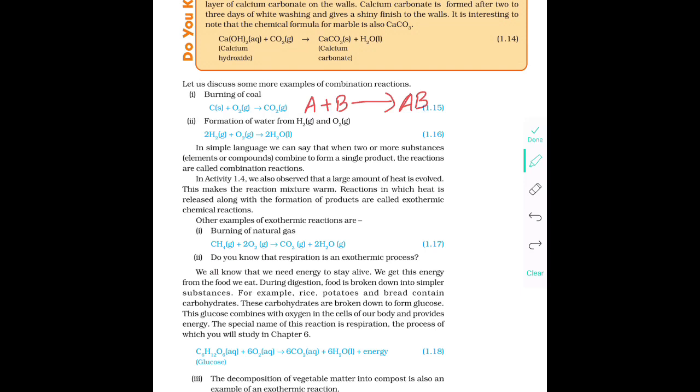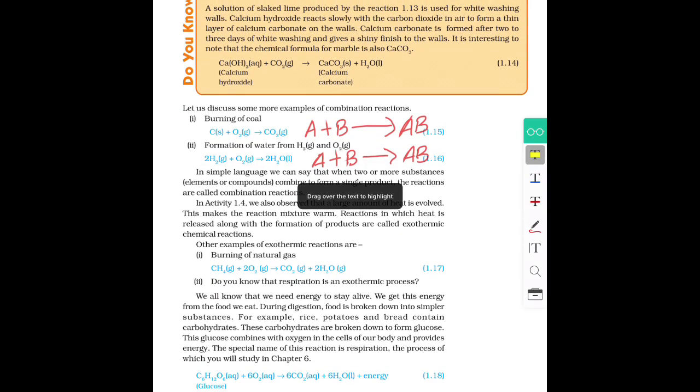Formation of water from H2 and O2 gas. So 2H2 gas plus O2 gives 2H2O. So A plus B gives AB. Again, this is a combination reaction. In simple language, we can say that when two or more substances, elements or compounds, combine to form a single product, the reaction is called a combination reaction.